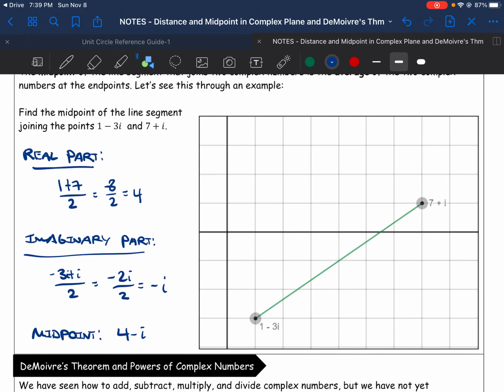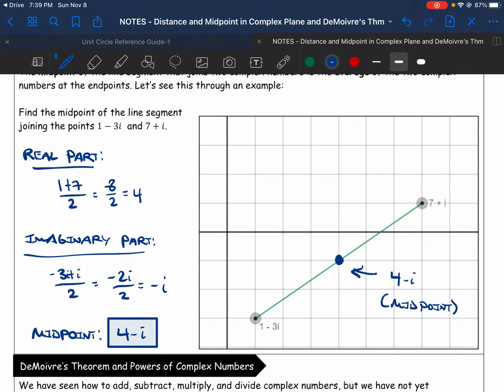Give me the shaded box. There we go. Now, that makes a lot of sense because if we look at this line segment over here and plot 4 minus i, here's 1, 2, 3, 4, then minus i, we get this point right here. And we can see that this point is certainly the midpoint of this line segment connecting these two complex points. Nice and simple.